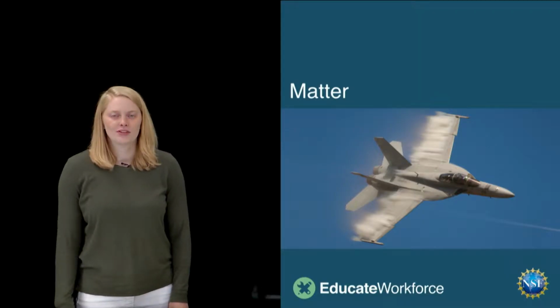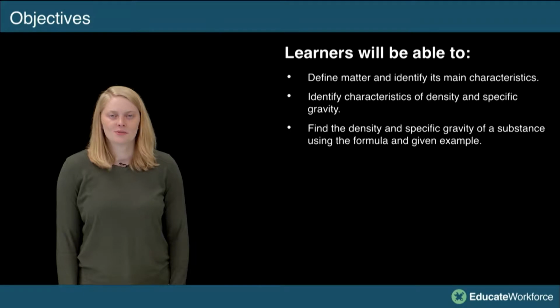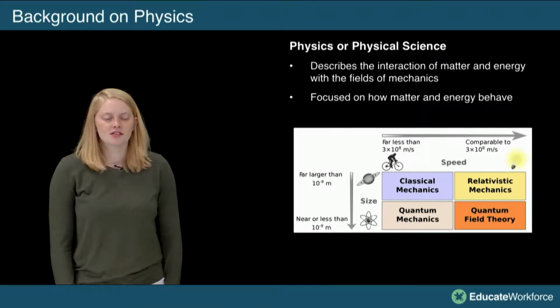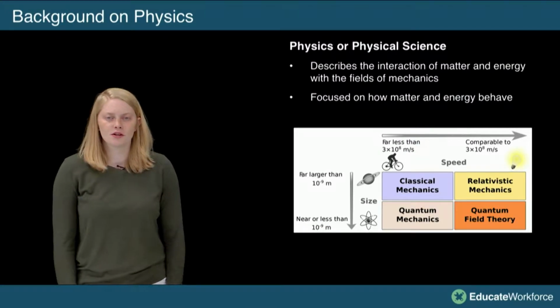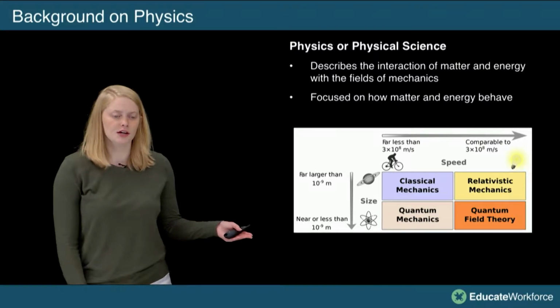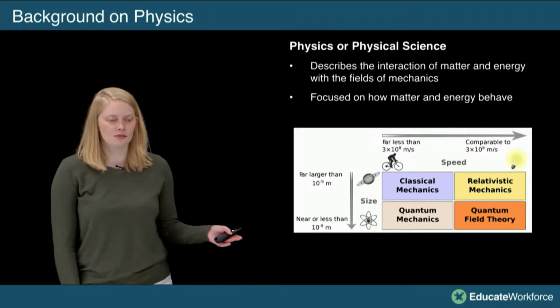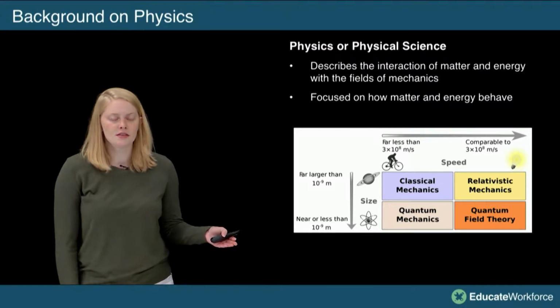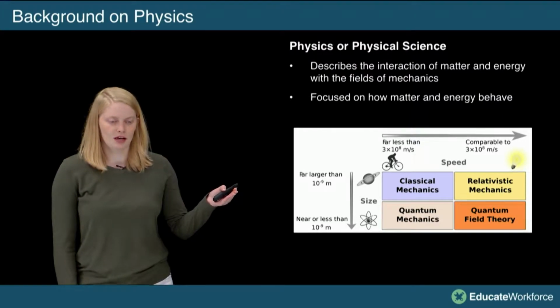In this lesson, we will learn about matter. The objectives of this lesson are to be able to define matter and identify its main characteristics. Physics describes the interaction of matter and energy within the fields of mechanics. There are 4 different areas of physics, as you can see here, defined as classical mechanics, relativistic mechanics, quantum mechanics, and quantum field theory. In this course, we will focus on classical mechanics.